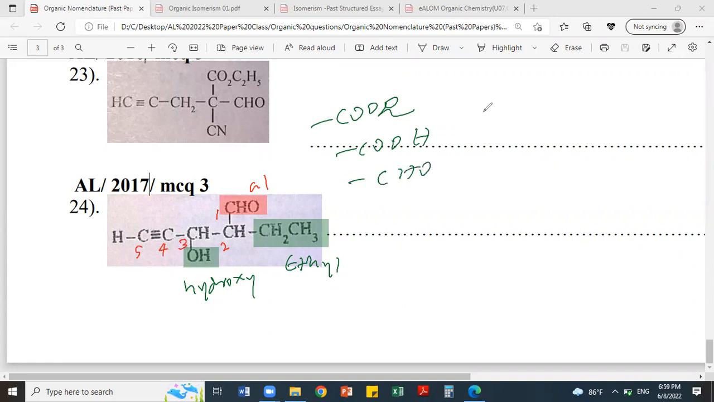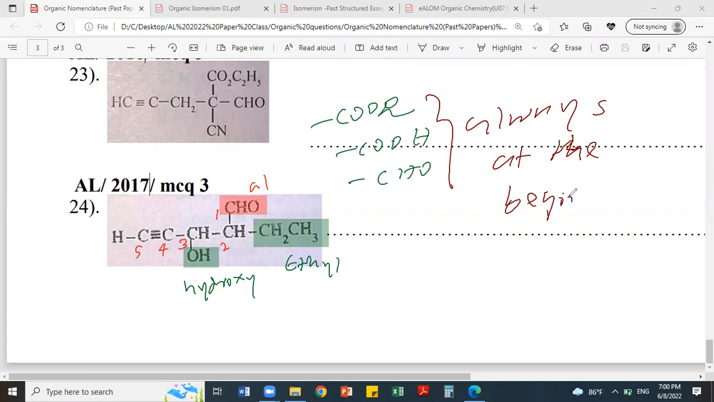These three are always at the beginning of the name. In any other compound, whenever you have these three, they always get number 1. Therefore, we don't write 1-nal, 1-oic acid. Not necessary. Therefore, you can write just -ynal. But you can write 4-ynal. 4-yne means what? Triple bond at the beginning of the 4th carbon.